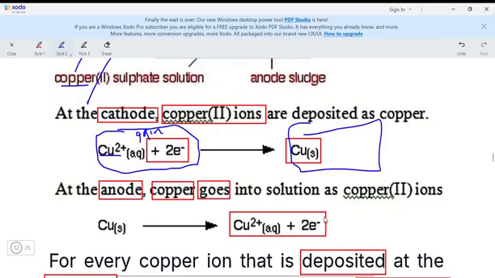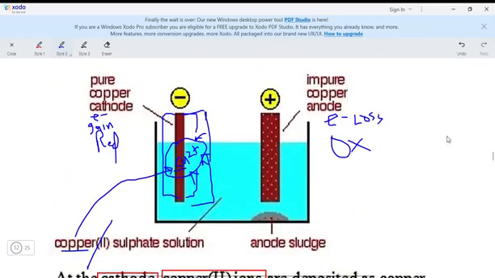Okay, on the other side, which is the anode, copper goes into solution as copper 2 ions. Remember that electrons are always being lost here. This rod is made of copper, but its own copper is impure, so all the impure copper will start going down. It's just like something that is eroding, or defoliating, that means peeling, like something that is rusting and peeling. So that peeling impure copper will begin to go down into the solution. So that is what happens at the anode.